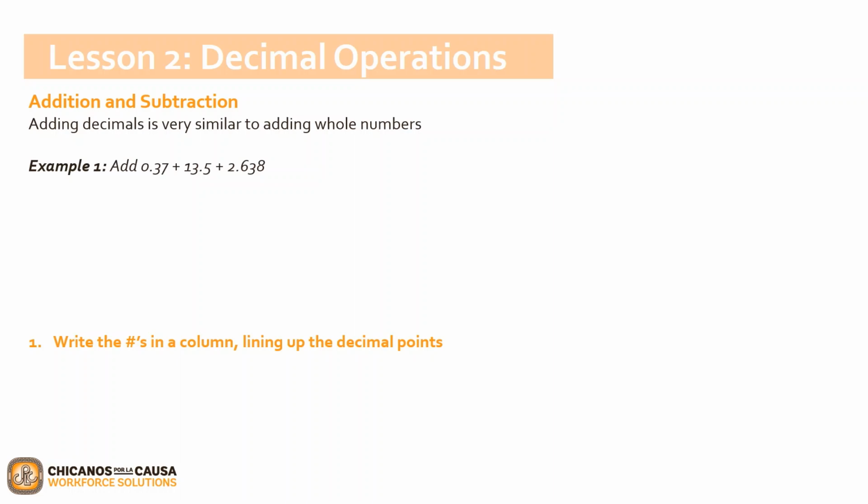Example 1, add 0.37 plus 3.5 plus 2.638. So like before, we're going to work through this problem in a series of steps. Now that we know that step 1 is to write the numbers in a column, make sure to line up the decimal points.